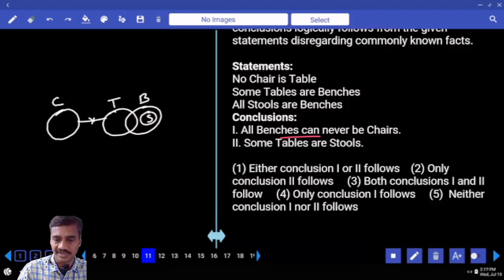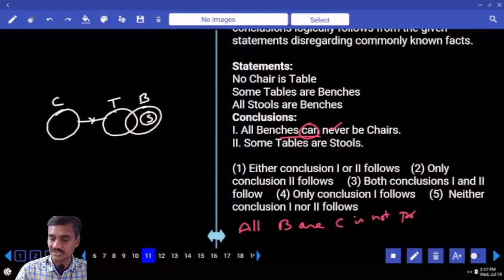Now this is same as all benches are chairs is not possible. Both are one and the same. Now this can stand for what? Possibility. Never means not. And the same statement can be written as all benches are chairs is not possible. And now here he is claiming that this entire bench cannot be a part of chair at all. Then what we need to do? Now we need to check whether there is a possibility of making these benches under these chairs or not.